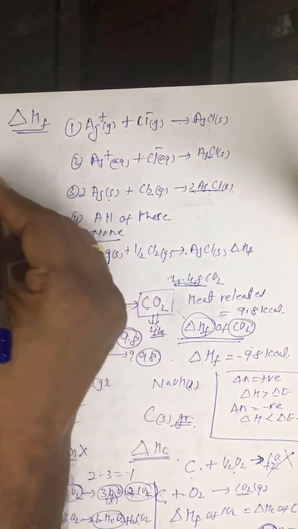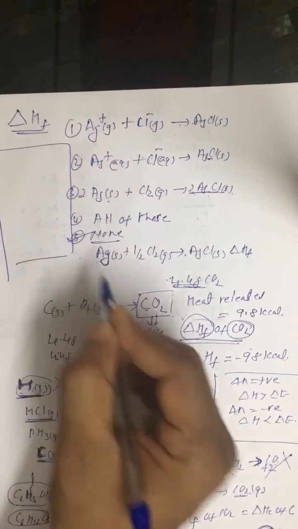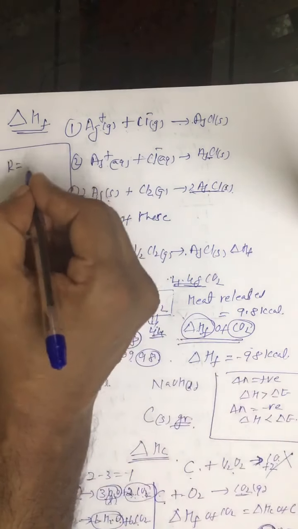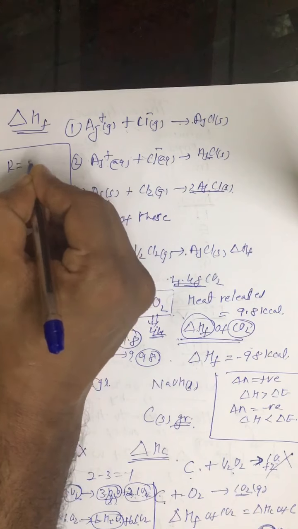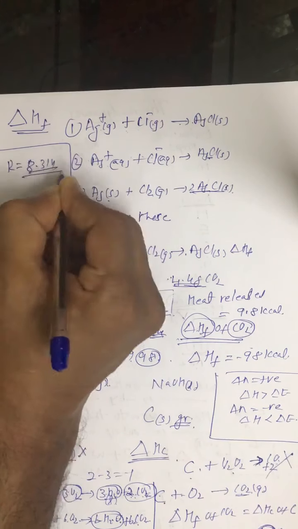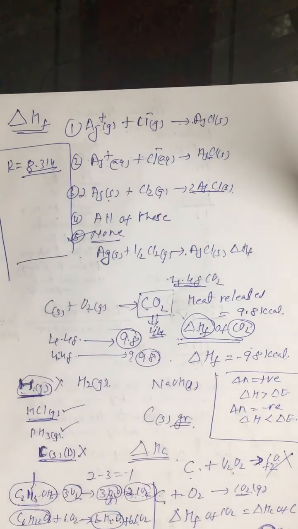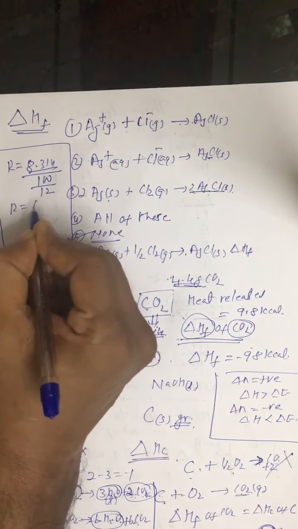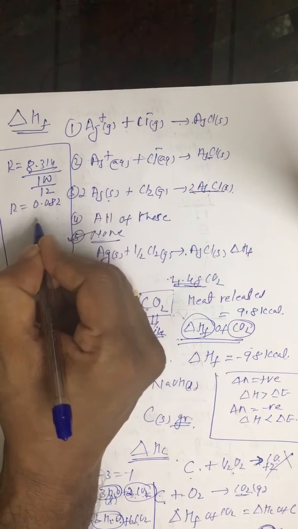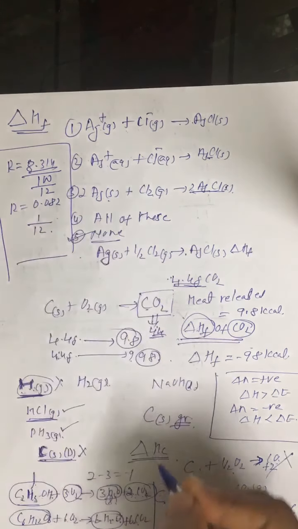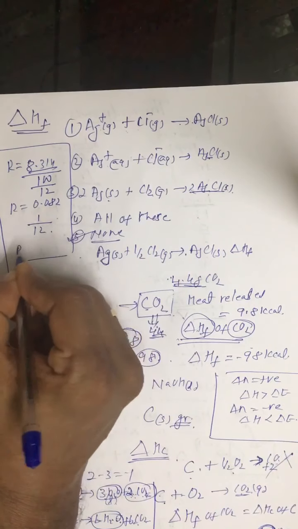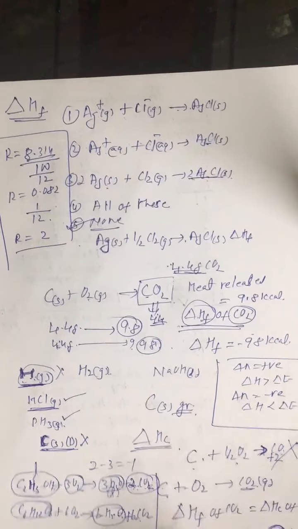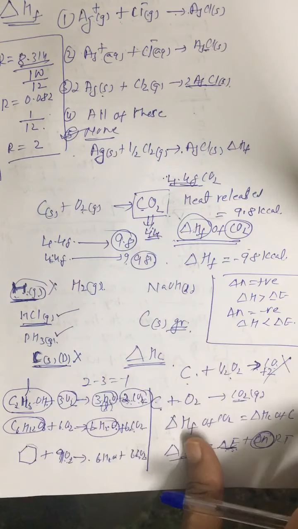As far as R is concerned, R is the gas constant, and its value in joules is 8.314. But in calculations, what I suggest is 1 by 12 in atmosphere, it is 0.0821, and in calories it is 2. So you can put these values, and these are the things related to delta HC.